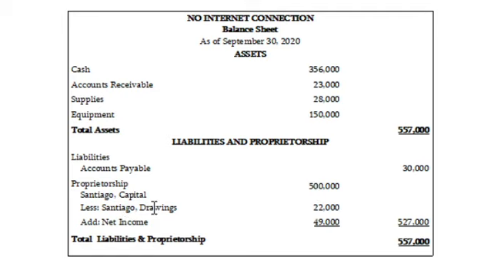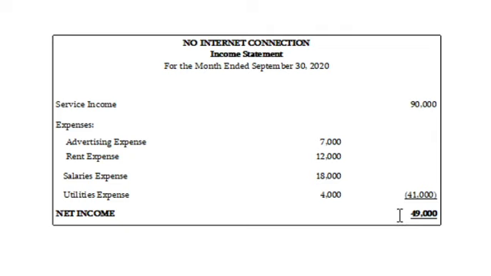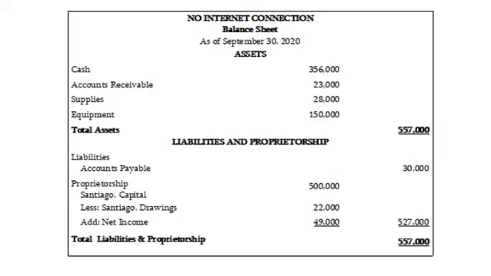Ililess natin ngayon itong si Santiago Drawings of 22,000. And i-add natin yung net income. Saan natin nakuha yung net income? Doon sa ating income statement kanina na 49,000. So, 500 less 22 plus 49, we have 527. So again, assets is equal to liabilities plus owner's equity. We have a total of 557.